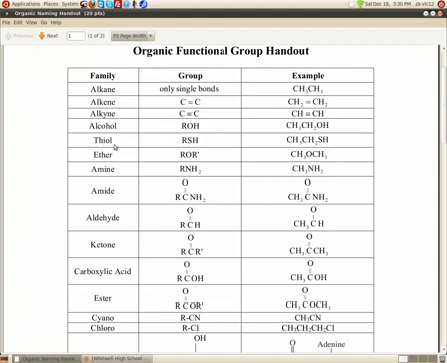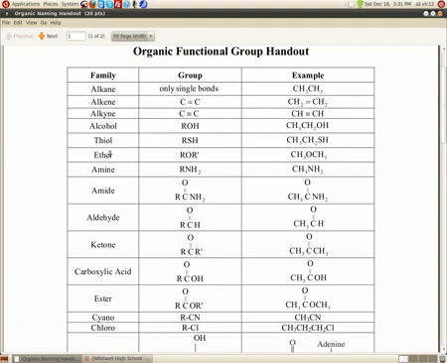Now thiol, notice that anytime you see thio, T-H-I-O, that is always going to be some type of sulfur. So what you need to remember with thiol is, if you see a sulfur, SH, I want you to be leery, but basically if you see sulfur, automatically call it a thiol.